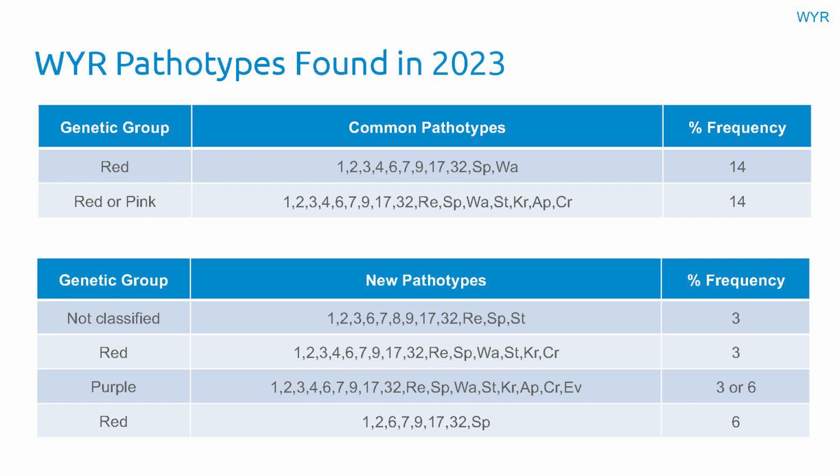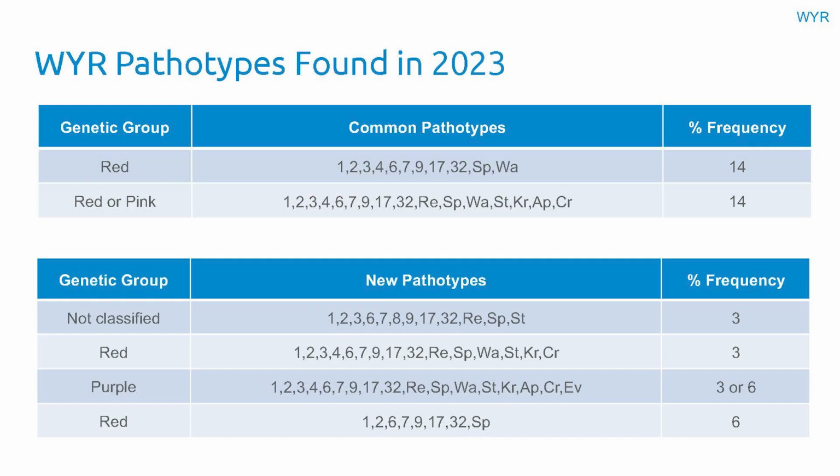The most common pathotype belonged to the red genetic group, and it was seen at 14% frequency. We had another common pathotype. You can see I've put red or pink. That's because we had a group of isolates that all showed that pathotype, but we genotyped some of them. One of them fell into the pink group and the others fell into the red group. And that's not unusual. We have seen that before, where the pathotype that we see in our seedling tests can fall into 2 different genetic groups.